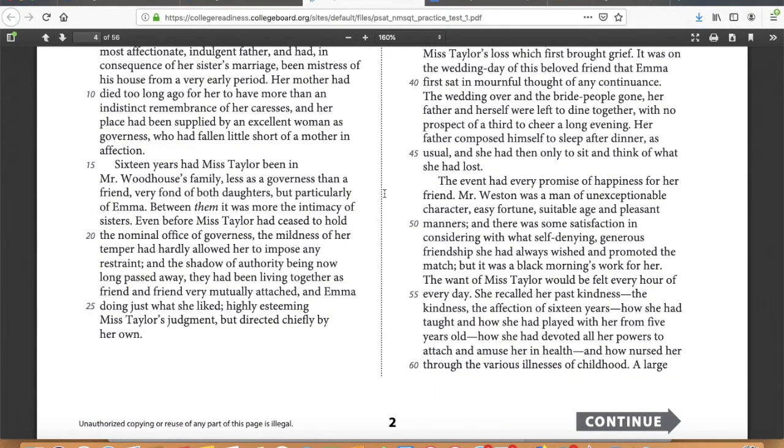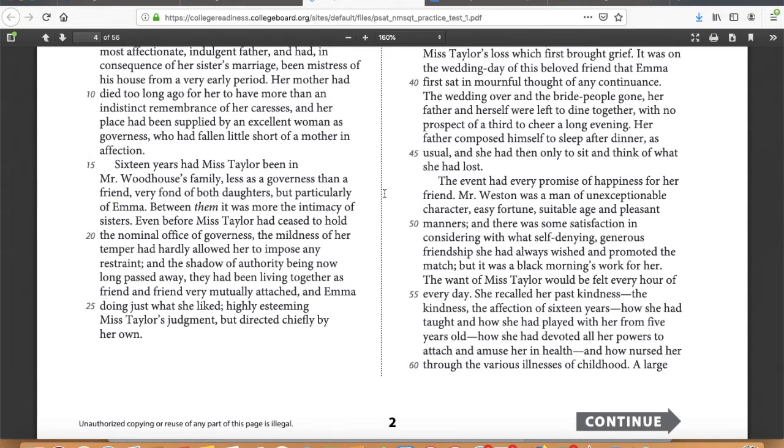Okay. Sixteen years had Miss Taylor been in Mr. Woodhouse's family, less as a governess than a friend, very fond of both daughters, but particularly of Emma. All right, does that make sense right there, that sentence? Yes. Okay, good.